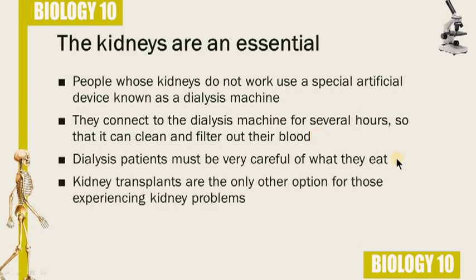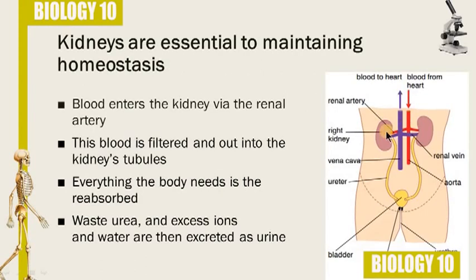Dialysis patients have to be very careful about what they eat. If the machine is unable to clean it, it will remain in the human body. The only other alternative is to have a kidney transplant, where either kidneys are removed and replaced, or donor kidneys are inserted. Blood enters the kidney via the renal arteries.